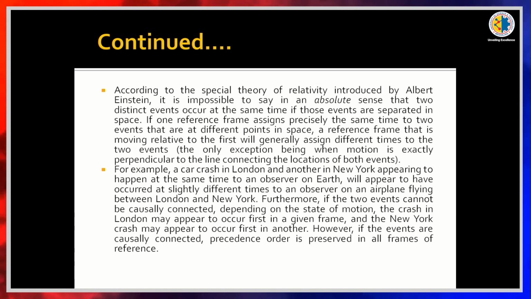Furthermore, if the two events cannot be causally connected, depending on the state of motion, the crash in London may appear to occur first in a given frame and the New York crash may appear to occur first in another. However, if the events are causally connected, precedence order is preserved in all frames of reference.